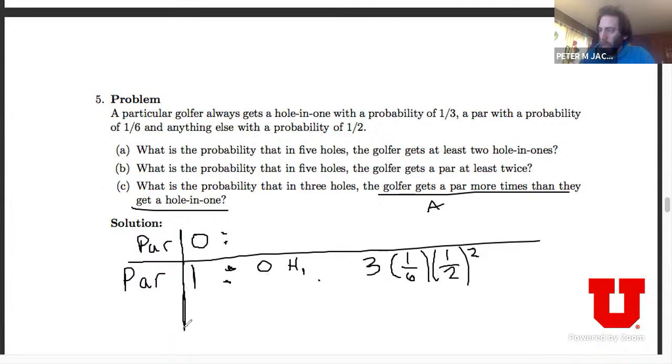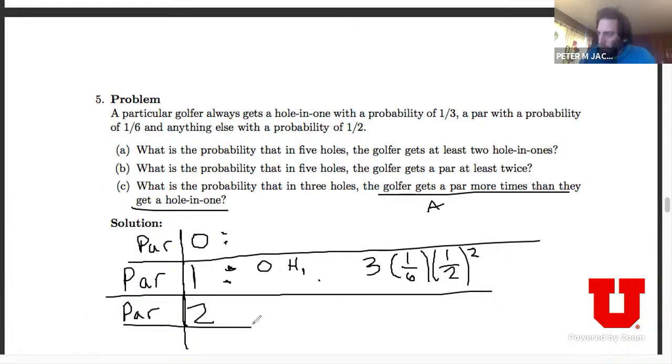Okay, so then we just have to keep going, because ultimately, we want to compute the probability that the golfer gets a par more than they get a hole in one. So we just did the cases where they got 0 pars and where they got 1 par. So now what about if they get 2 pars? Same strategy here. So just write these out. If they got 2 pars, we have to be slightly more careful, but there are now a couple of different ways this could happen. So it could be that there are 0 holes in one.